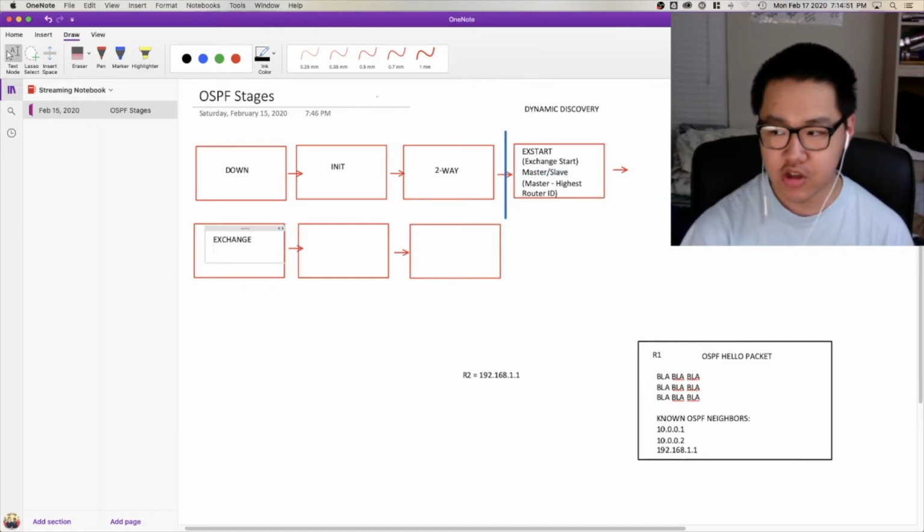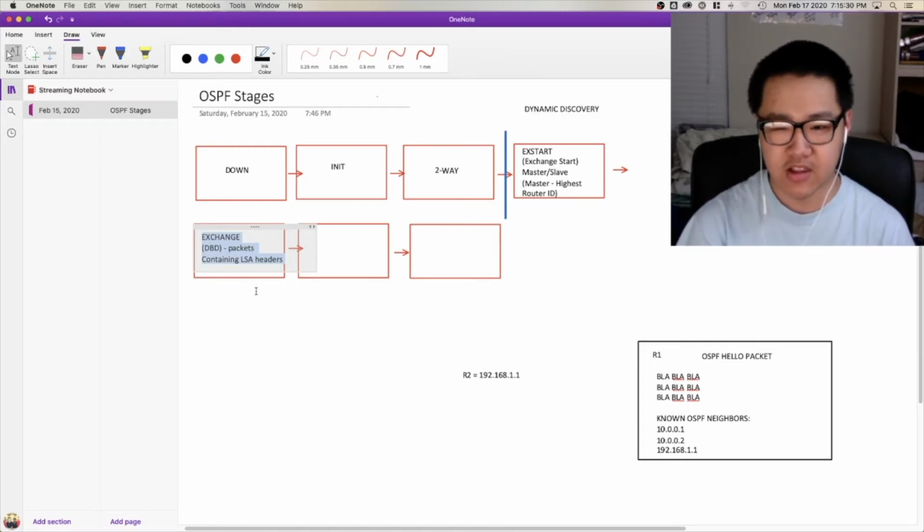Now in the exchange, we have DBDs exchanged, which are packets containing LSA headers. And in this exchange mode, you're just sending the database descriptors. Depending on how large your LSDB is, you can be spending significantly longer amounts of time in this stage than some of your other stages. But the point being is that those routers will exchange their databases, and now each router has an idea of what the other router's database looks like.